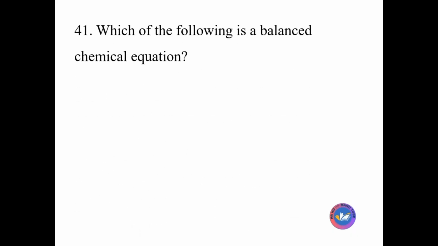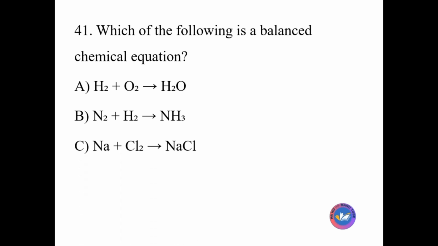Question number 41. Which of the following is a balanced chemical equation? A. H2 plus O2 gives H2O. B. N2 plus H2 gives NH3. C. Na plus Cl2 gives NaCl. D. 4Al plus 3O2 gives 2Al2O3. The answer will be 4Al plus 3O2 gives 2Al2O3.